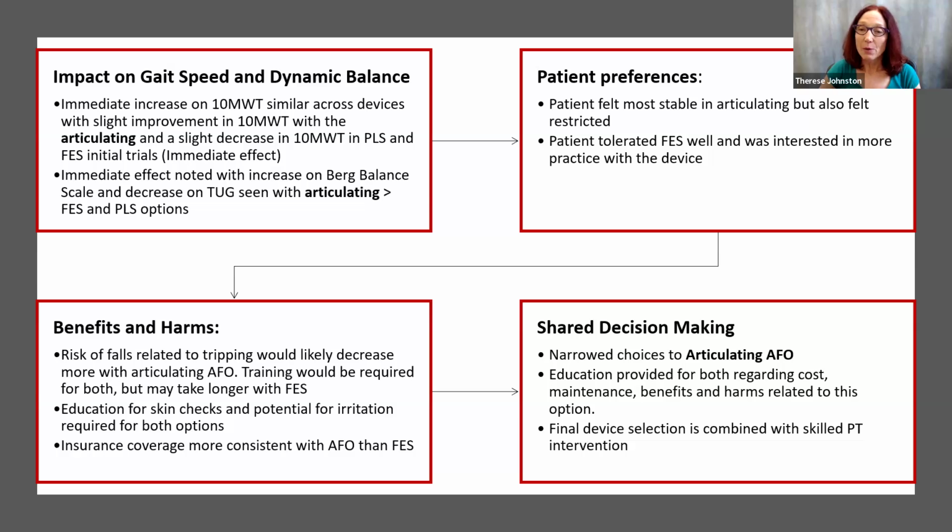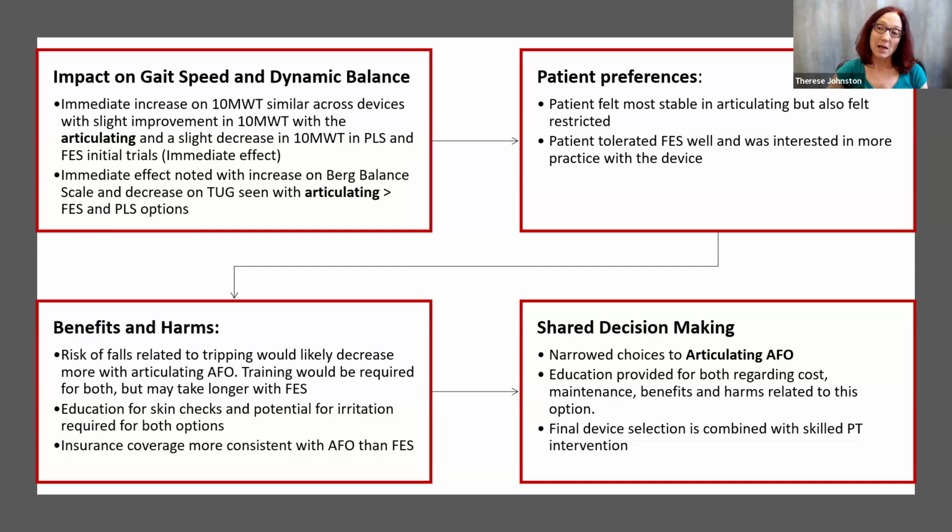Looking over on the right side now, we can look at the preferences of the patient. So she felt the most stable in the articulating, but also felt somewhat restricted. The FES was tolerated well, but the patient was interested in having more practice with the device before making a decision. All right, moving down to the benefits and harms.